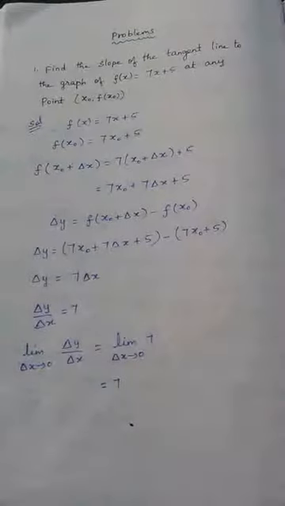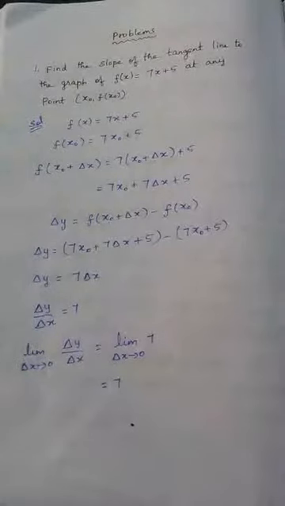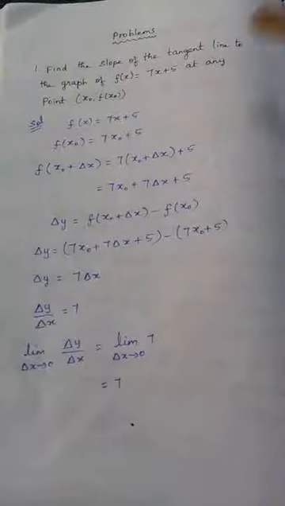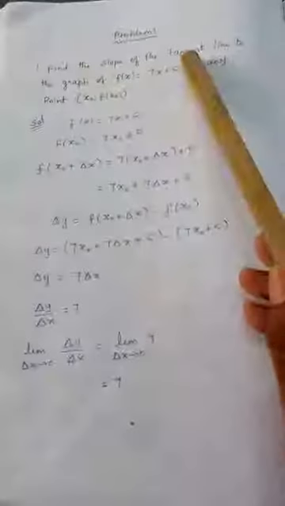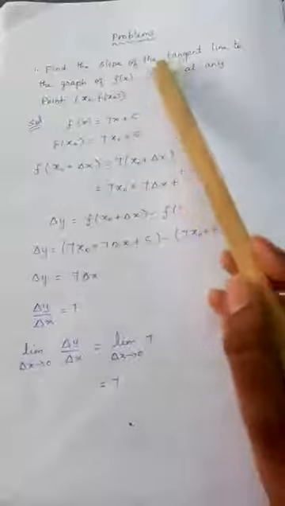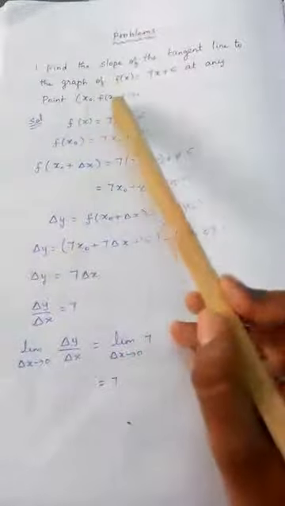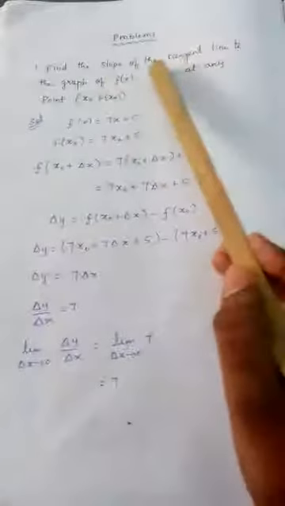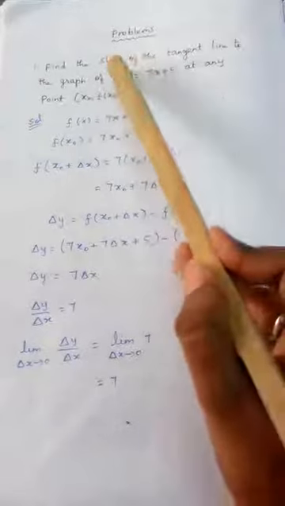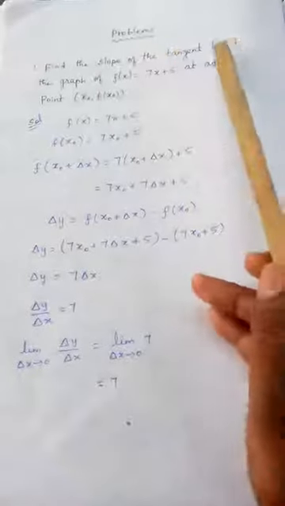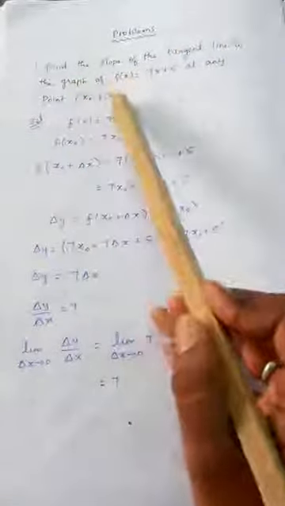If at all you get a little bit confused, then we'll go for this problem and try to understand. If there is any confusion in the previous page, you just try to clarify that using this problem. What is this problem all about? Find the slope of the tangent line to the graph of f of x equal to 7x plus 5 at any point x0 comma f of x0. This is the equation of the graph. We need to find the slope of the tangent line at this point x0 comma f of x0.